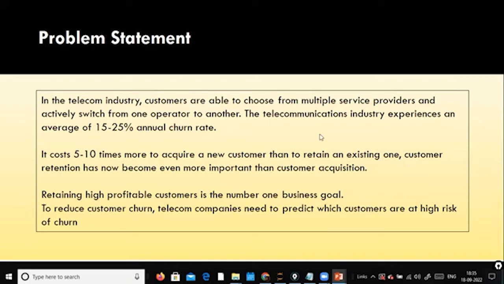Now the question is, if they churn, what will be the impact? Given that it costs 5 to 10 times more to acquire a new customer than an existing one, customer retention has become more important than customer acquisition. You know very well Flipkart in the e-commerce industry, and not only Flipkart, any other e-commerce player. To acquire a customer, they spend a lot of money. They reduce the price like anything.